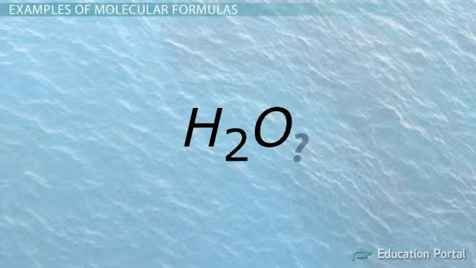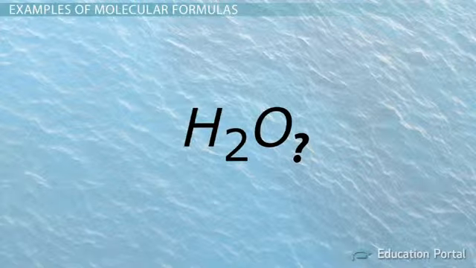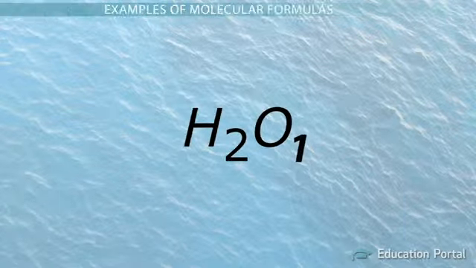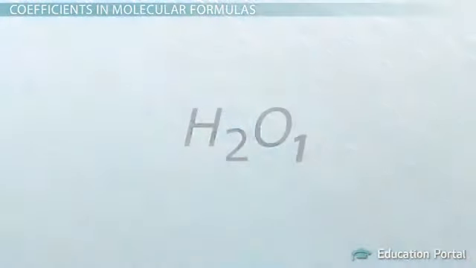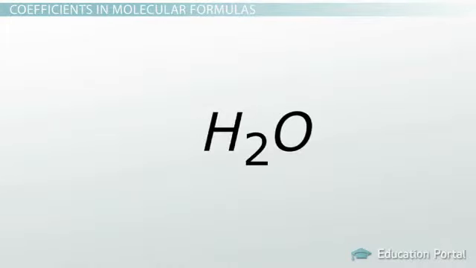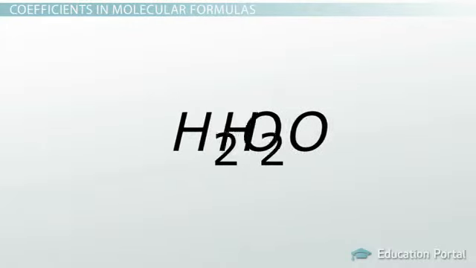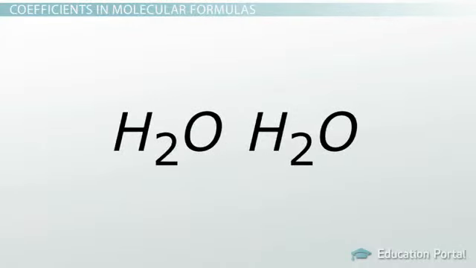Did you notice there is no subscript on the oxygen atom? If an atom does not have a subscript, it is implied to be 1. Sometimes a molecular formula has a numerical coefficient in front of the entire molecule. For example, if a molecular formula is written as 2H2O, the numerical coefficient of 2 means there are 2 water molecules present, with each water molecule having 2 hydrogen atoms and 1 oxygen atom.